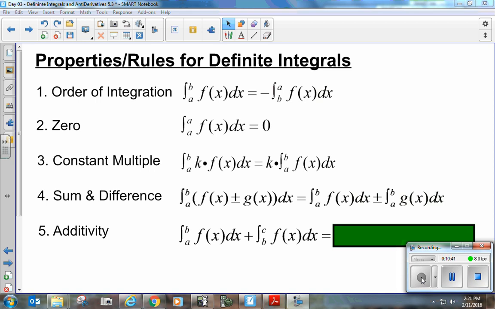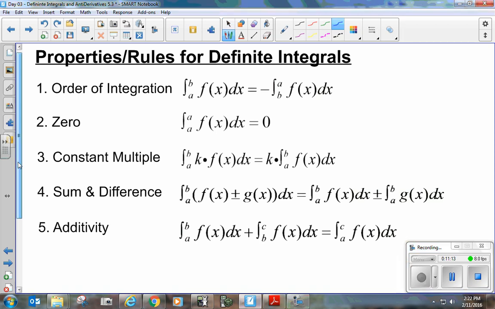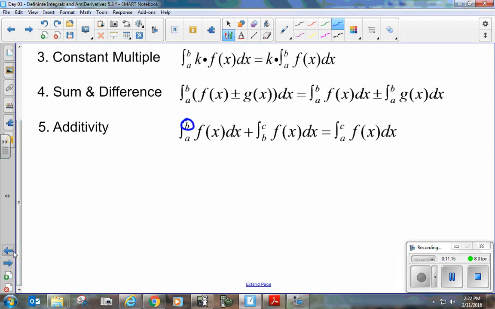And I like the word for number 5, additivity. Okay? I love that word. Now, what this is saying is if I take the integration of the same function, notice I have f of x here, from b to a, and then from c to b, that's the same thing as taking the function from c all the way to a. If the upper and lower bounds match, then I can just forego it. You see how this is a b, it's an upper bound, that's a b, it's a lower bound, then I can just go directly from c to a.